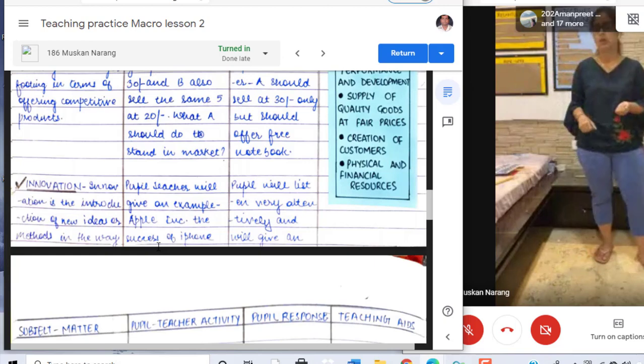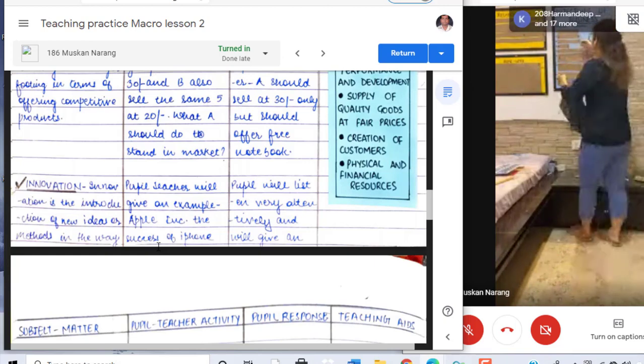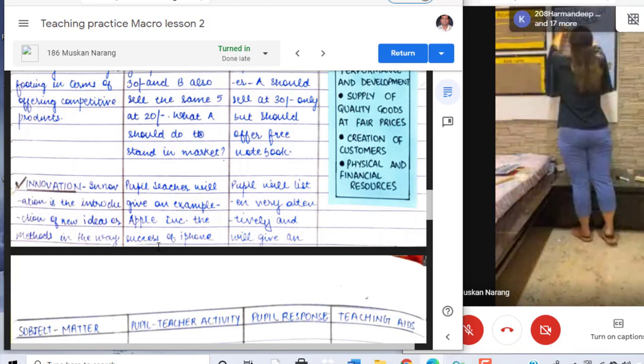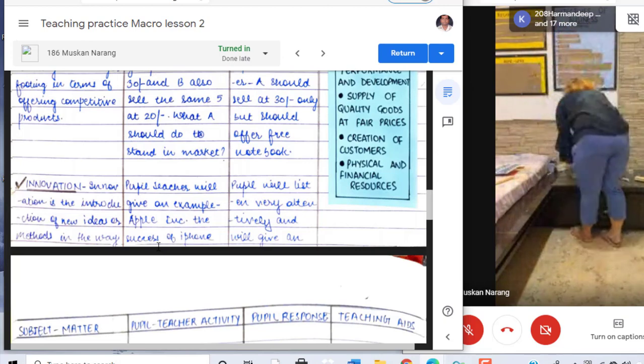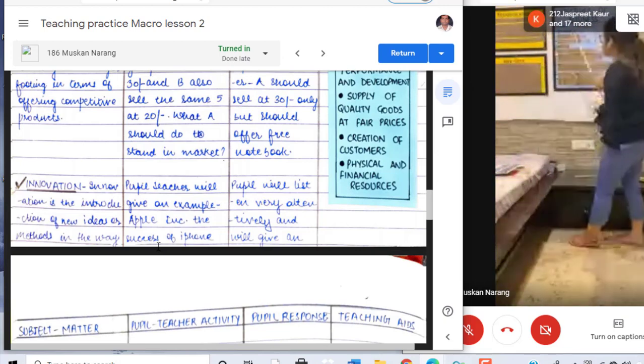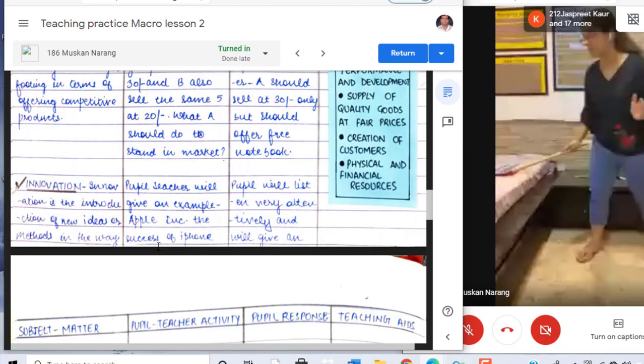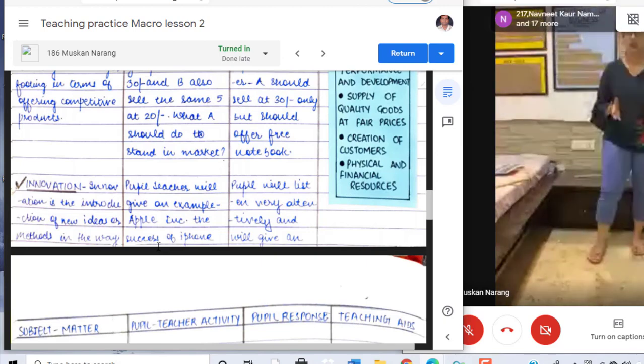Now, moving ahead to the second objective, we have innovation. Innovation, students, is again a very important objective for every business enterprise. Innovation is for the company dealing with bringing technology and skills into the product.